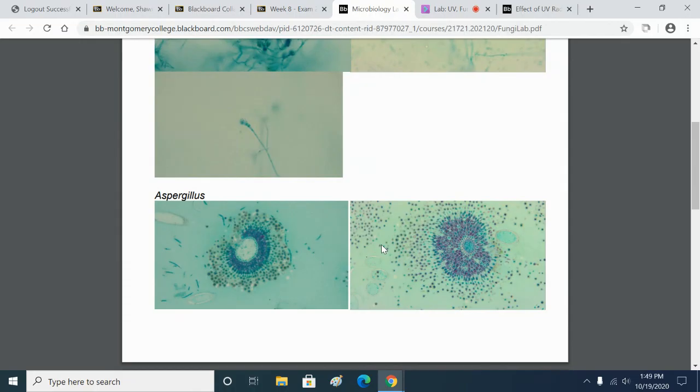A colony produces thousands of conidiophores, and they're covered with thousands of spores. And so, again, spores are for reproduction. Most of the spores will never become anything. They will deteriorate and die. But a few of them will land someplace where they can start to germinate and grow.